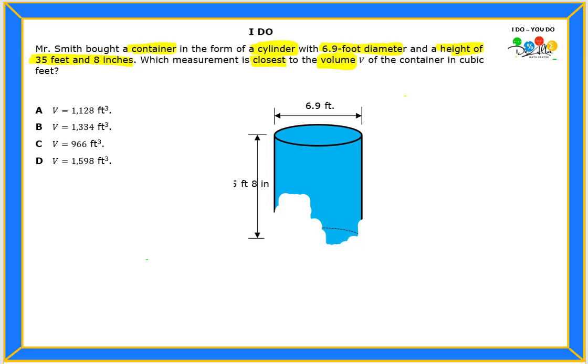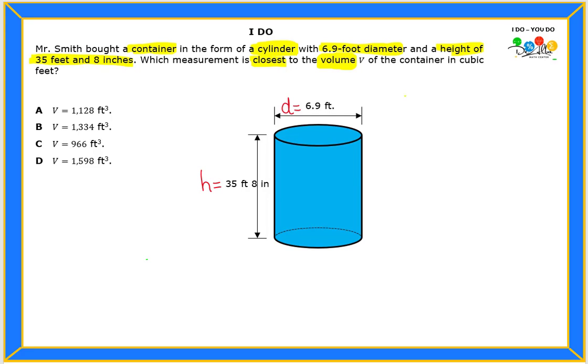So this is my cylinder, and I know what you're thinking. I'm cheating, right? Because my cylinder is already here. But that's okay. It will make it look nice, right? So let's write down some labels here. So the 6.9, it's my diameter. So I will write down D equals, and the 35 feet 8 inches is my height. So I write down H equals that.